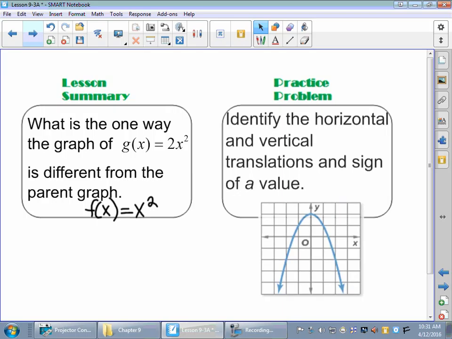And your practice problem, on this particular graph that I put up here, identify the horizontal and vertical translations and the sign of the a value. So will the a be positive or negative? How far horizontally is it translated and how far vertically is it translated? Right, so answer those 3 questions plus the lesson summary.